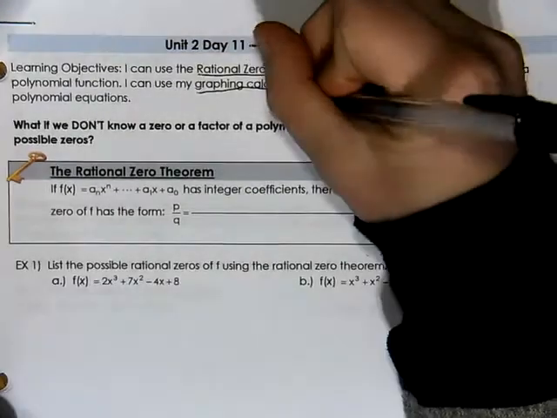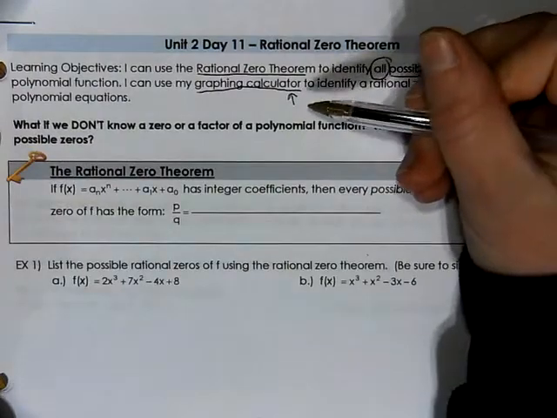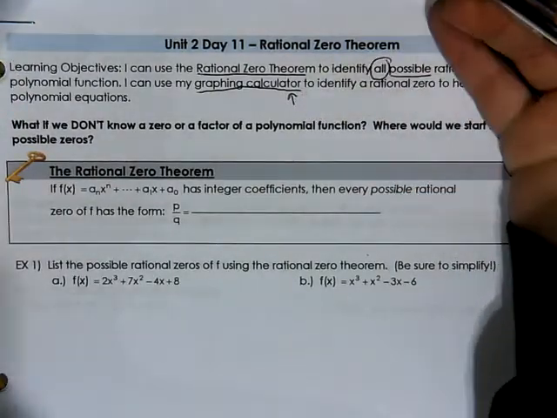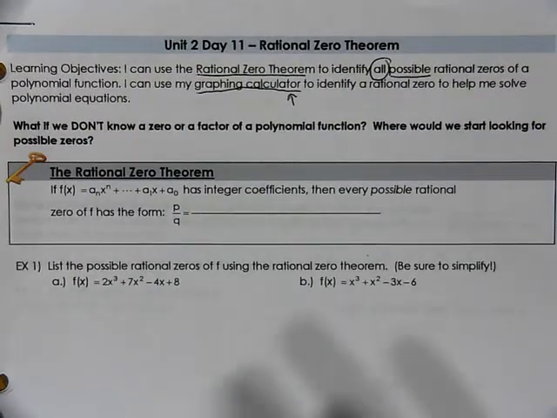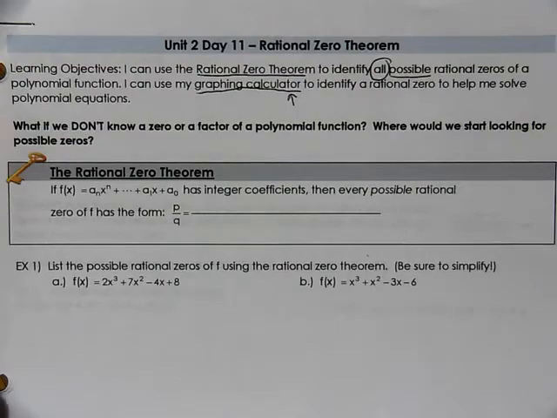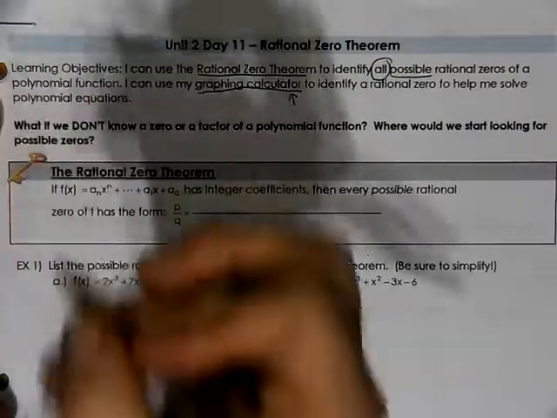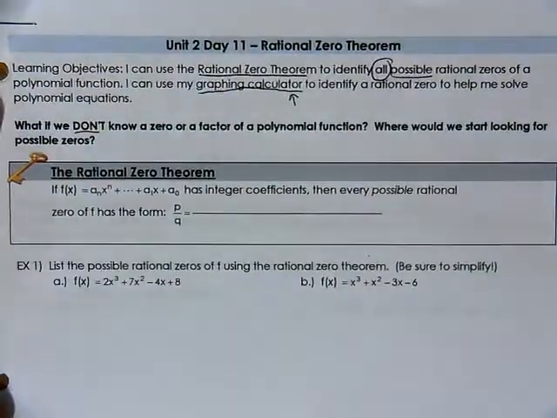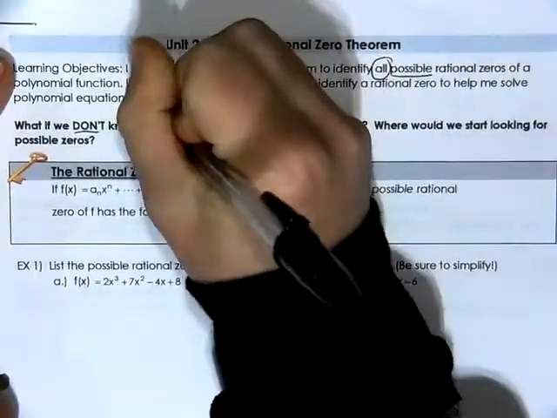The graphing calculator part we are not going to be doing in this lesson today, just based on where we are at in the school year. So this is something that we are going to be using later on in the school year, or later on in other lessons. So what if we don't know a zero or a factor of a polynomial function?